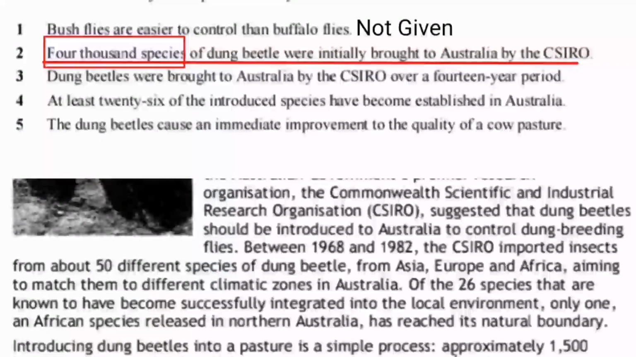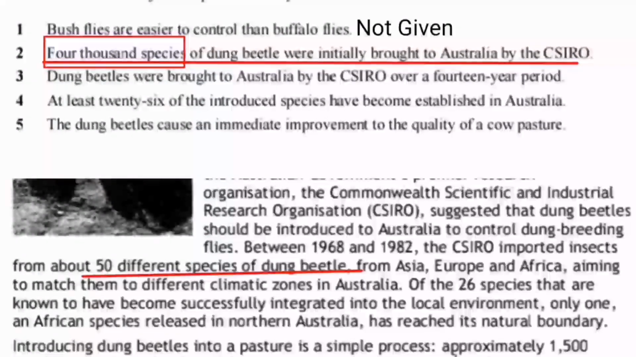Between 1968 and 1982, the CSIRO imported insects from about 50 different species of dung beetle from Asia, Europe, and Africa, aiming to match them to different climatic zones in Australia. So in these lines of paragraph 2, we have found that CSIRO imported 50 different species of dung beetle from Asia, Europe, and Africa, aiming to match them to different climatic zones in Australia.